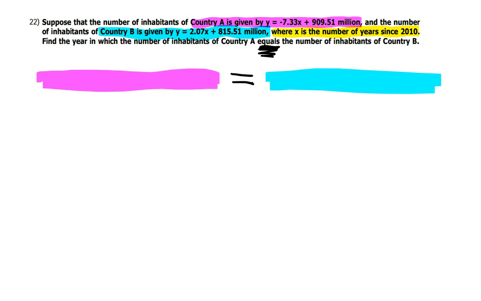Country A is the Y. Y represents how many people there are, and that Y is a negative 7.33x plus 909.51. And then country B's Y is 2.07x plus 815.51. And we want to know when those are equal.